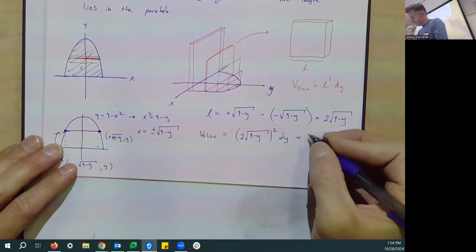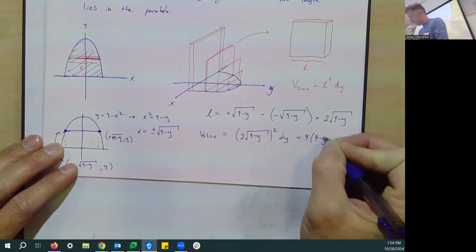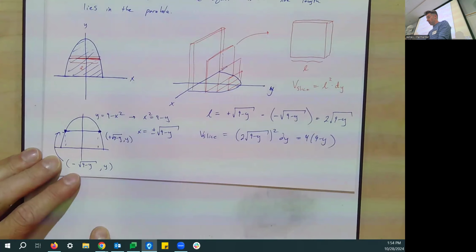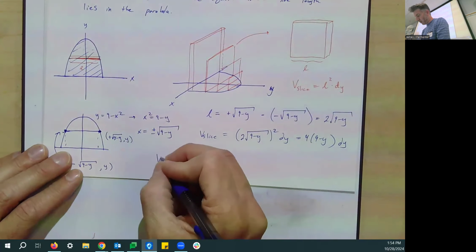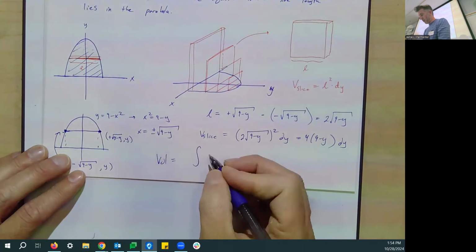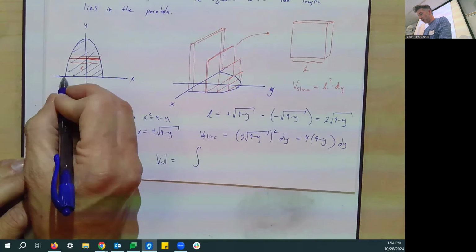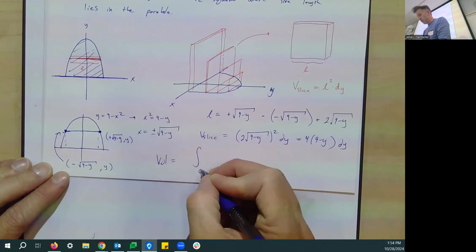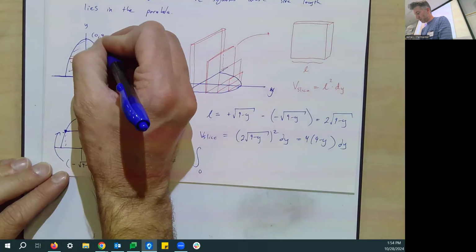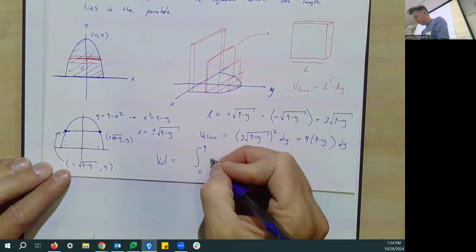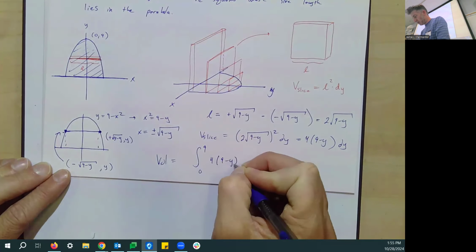That ends up equaling 4 times 9 minus y. And then, oh, sorry, don't forget the dy. And then we're going to do the integral to find the total volume. It's going to be the integral from, well, my y values go as low as 0, as high as 9, of 4 times 9 minus y dy.